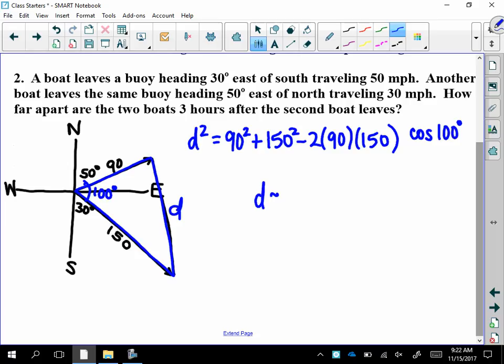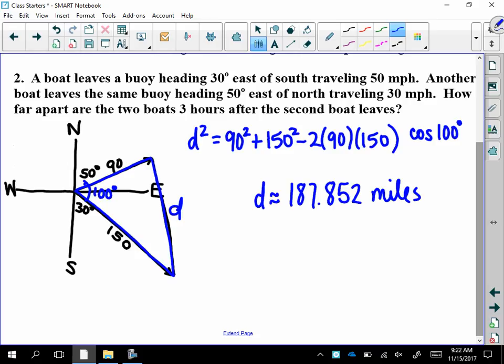And what do you get for that distance between those boats? I got 187.852 miles. Our units. Don't forget to include your units. 187.852.